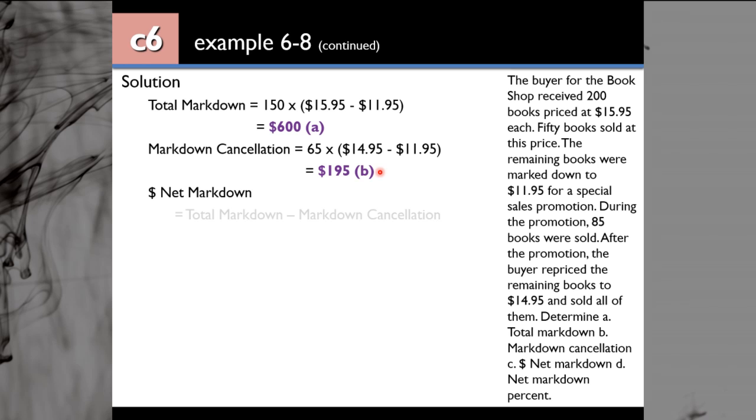So that will be 600 minus 195. So you got 405. So $405 was the net markdown dollar. You have to make sure you calculate your total markdown first and then the cancellation, and then you can get this dollar net markdown.